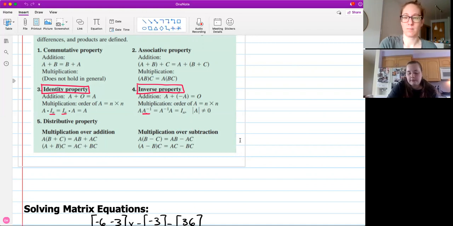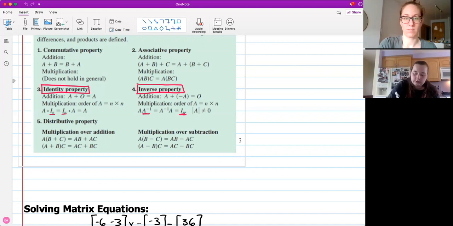In matrices, we don't really have division. We multiply times the inverse, so you're going to use your inverse matrix to get down to your identity, which is essentially 1, and that will cancel out your matrix. So when you're doing the inverse property, which you will have to do in your homework tonight, it's important to remember the order in which you multiply.